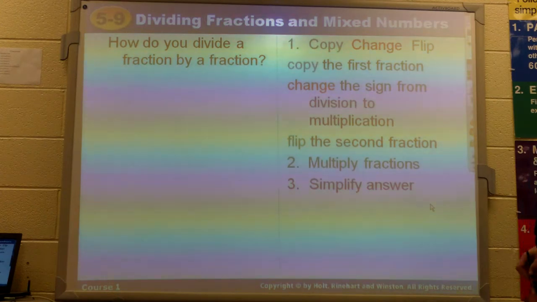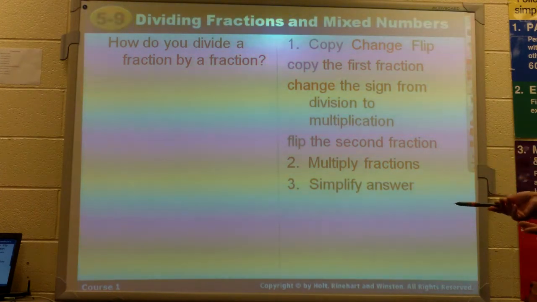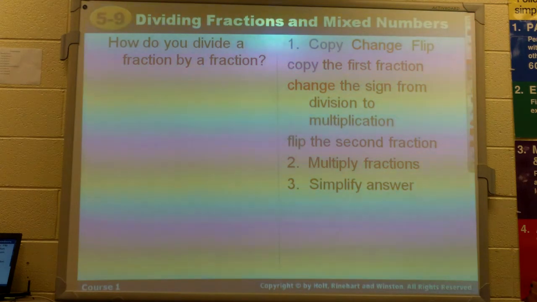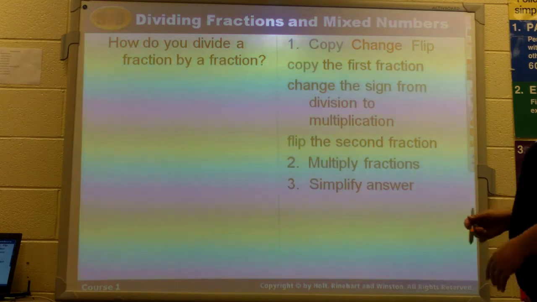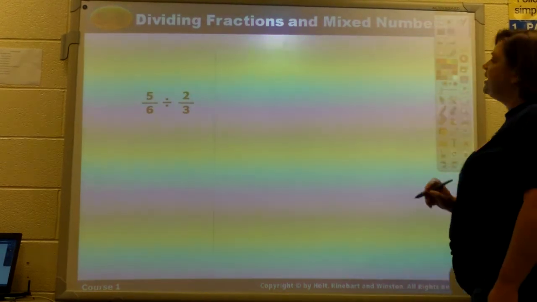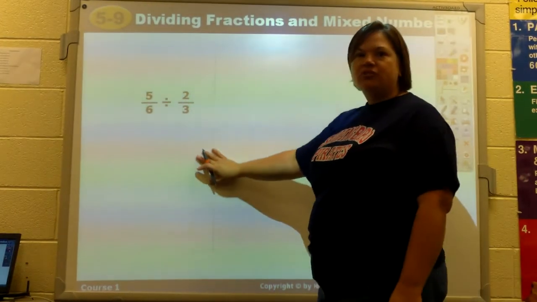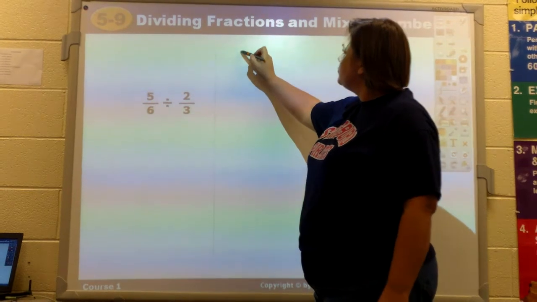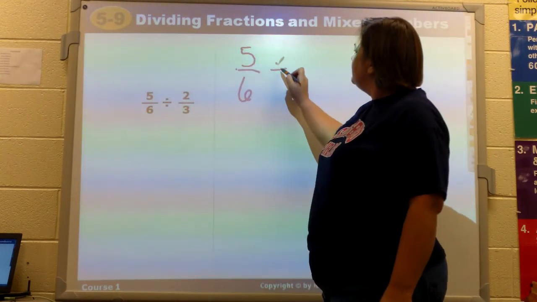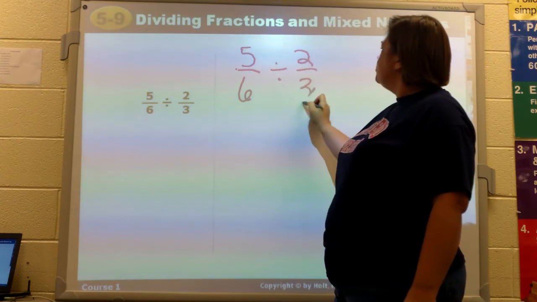How do you divide a fraction by a fraction? We just did that. You copy, change, flip. Copy the first fraction, change the sign from division to multiplication, flip the second fraction, multiply the fractions, and then simplify. For example, I already have my fractions in fraction form, so I don't need to do a step before doing the division. So I have 5/6 divided by 2/3.